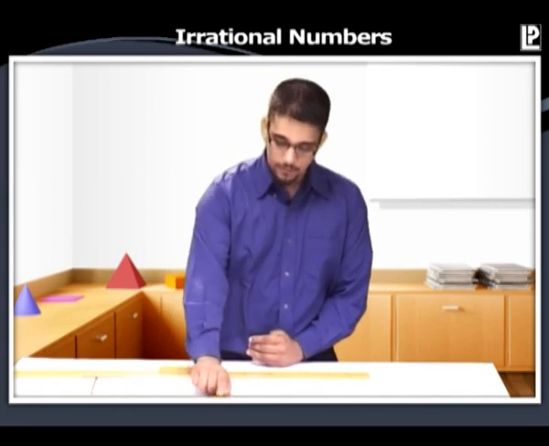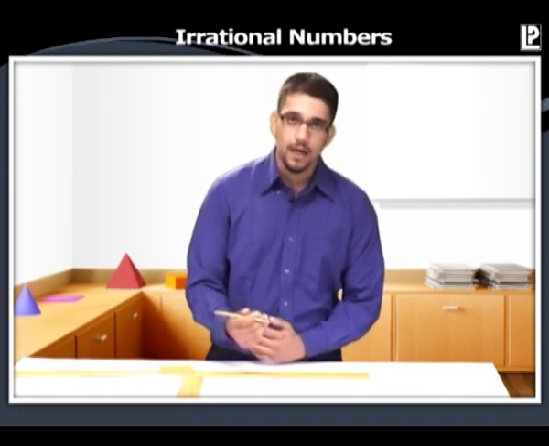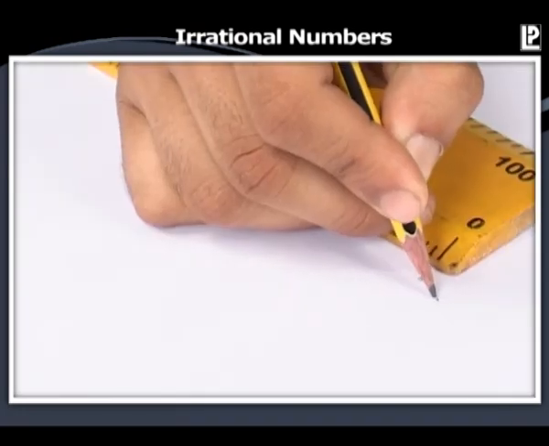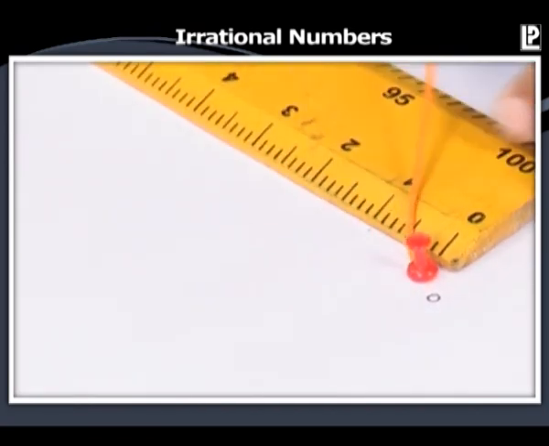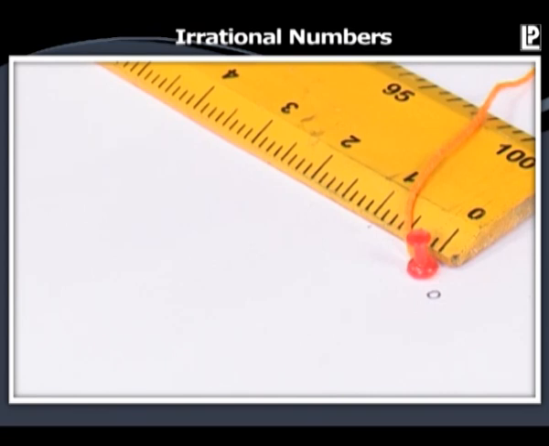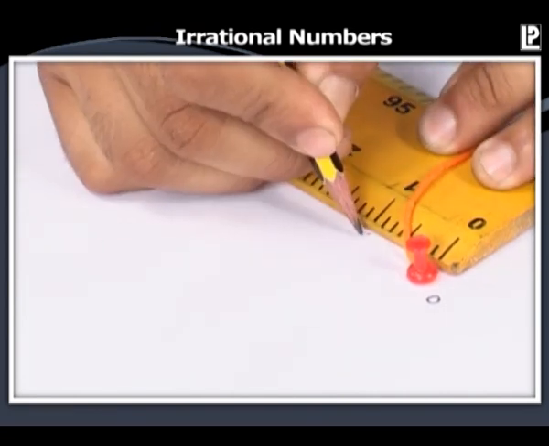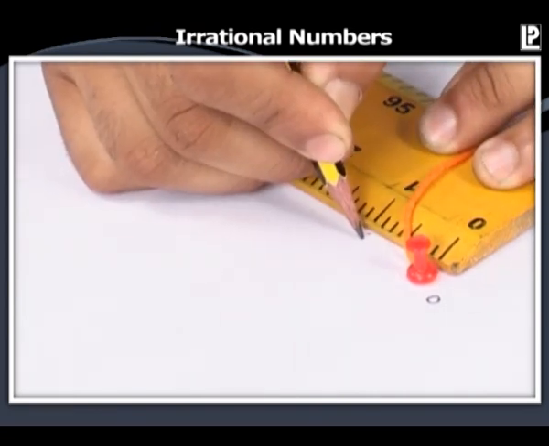Here, we have a horizontal scale fixed onto the board. The vertical scale can be moved freely. The starting point of the scale is marked O. Let us fix a thumbtack with a string at this point. Let's begin by calculating the square root of 2. Let's mark 1 unit on the horizontal scale as P.